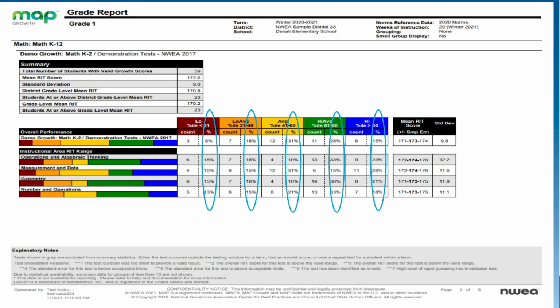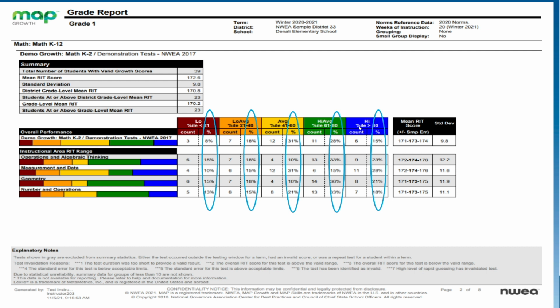On the next page, you see a more in-depth breakdown of where students are performing and how they're performing across these various instructional areas. So we can see students broken down by operations and algebraic thinking, measurement and data, geometry, and number and operations. And then the corresponding colors relate to the number of students achieving in the low percentile range, that low average range, average, high average, and the high achievement percentile ranges.